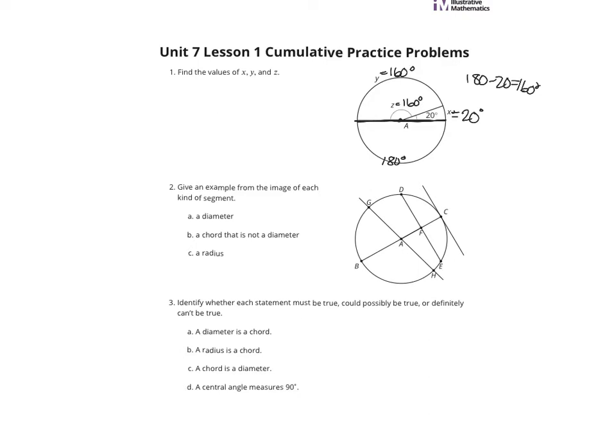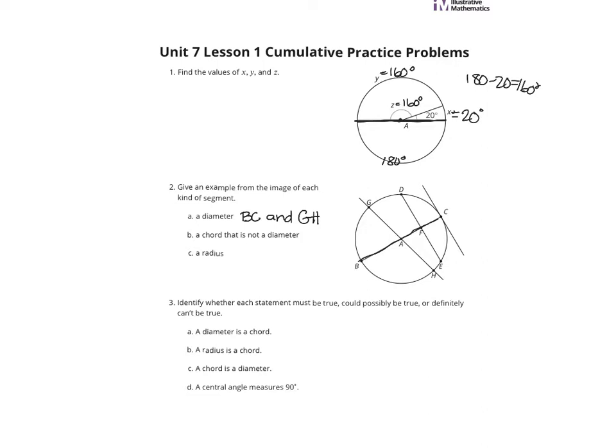So let's take a look at 2. Find each kind of segment. A diameter, well, there's 2 of them. Remember, a diameter is a chord that goes through the center. So I've got BC, and then I also have GH. Now keep in mind, you can label these in either order, CB, HG, it doesn't really matter.